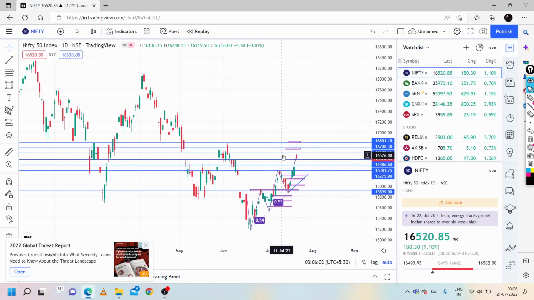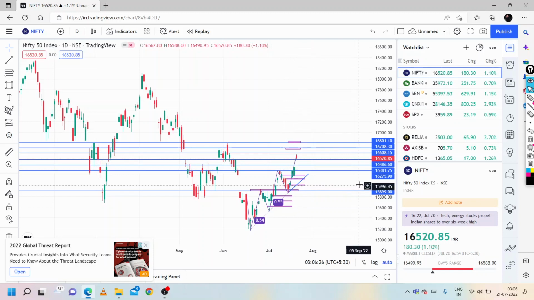Today the market opened around 16,582 or 16,600. As I told you, 16,600, 16,700 and 16,800 are really important levels. I told you that if the market opens with a gap up, I would look out for a reversal pattern and take a short position. So this is what happened over here.